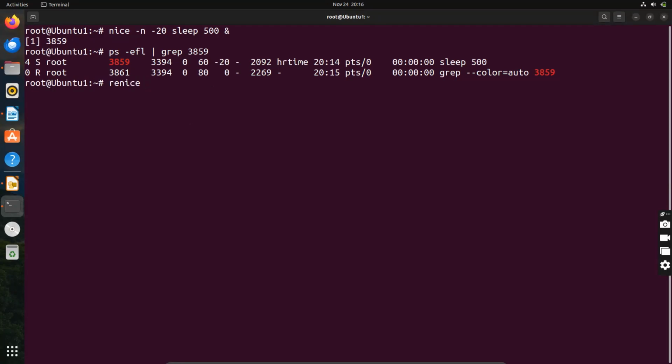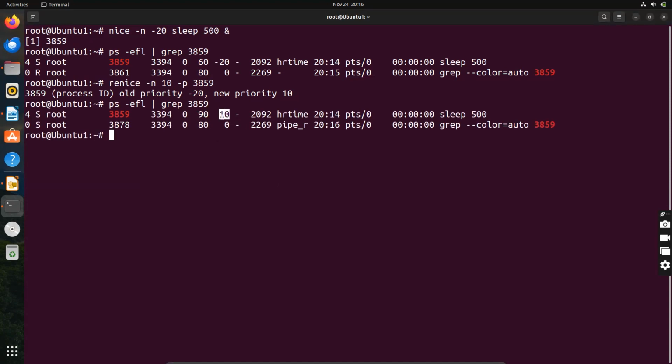So we can use the renice command. To renice the value, renice -n, we need to give the value here. Now I am increasing the priority value. Before, I gave -20. -20 is the highest priority, +20 is the lowest priority. So I need to give the process ID 3859. If you observe here, for process ID 3859, the old priority is -20, and the new priority is 10. So we can also verify that.